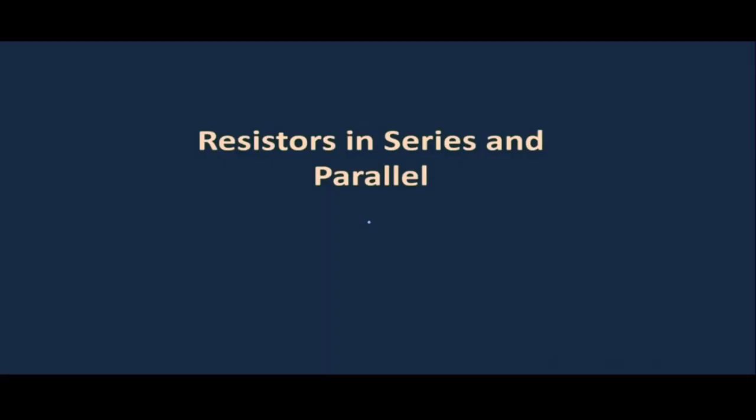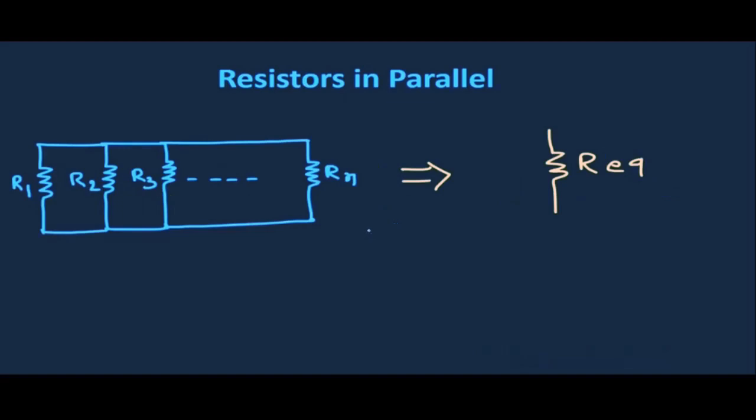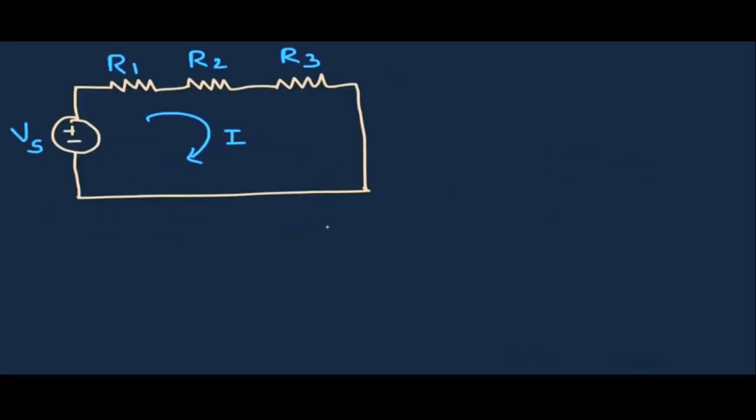We will see how to find the equivalent resistance when a bunch of resistors are connected either in series or in parallel combination. So today we will find the equivalent resistance when n number of resistors are connected in series. Likewise, we will find the equivalent resistance when n number of resistors are connected in parallel combination. So let's start with the resistors which are connected in series combination.